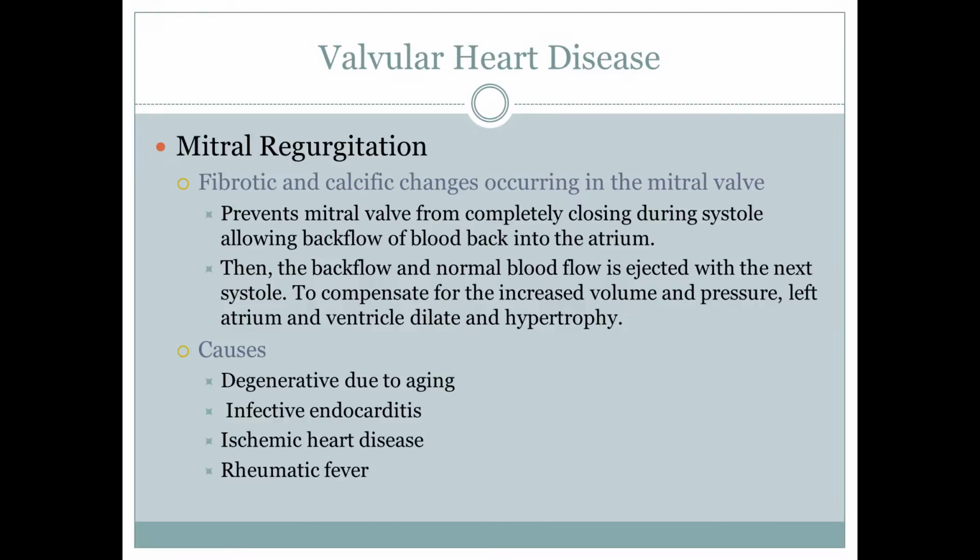Then with regurgitation, this is where the valve is not closing properly. There's a backflow of blood. It's not unidirectional anymore. It prevents the mitral valve from completely closing during systole, allowing the backflow of blood back up into that atrium. Then the backflow and normal blood flow is ejected with the next systole. So to compensate for that increased volume and pressure, the left atrium and the left ventricle dilate and hypertrophy, causing decreased cardiac output.